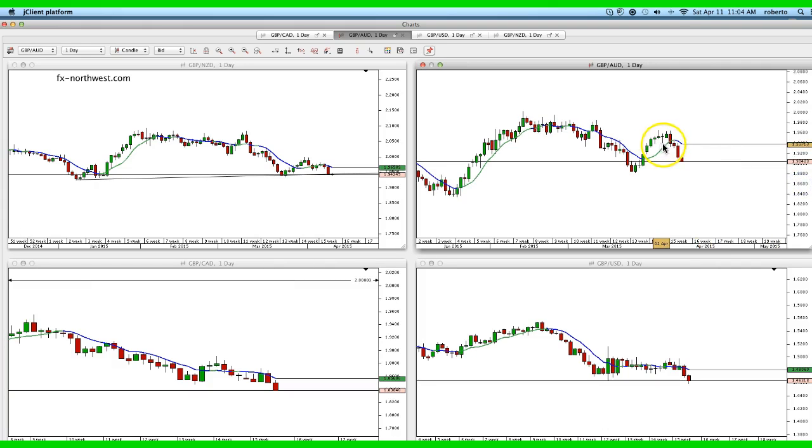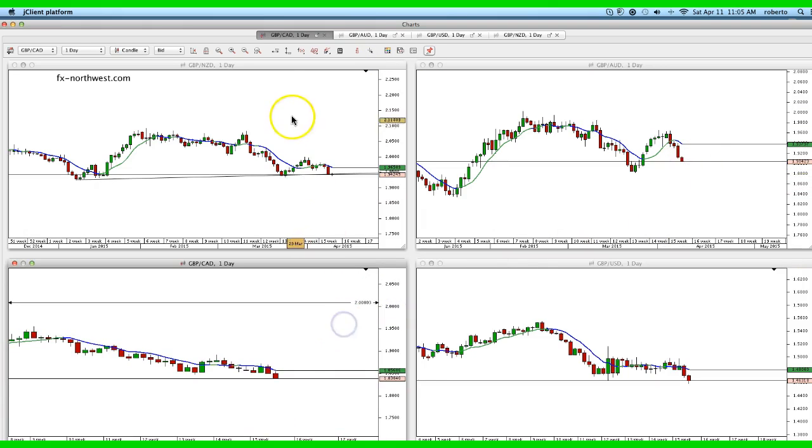Remember, we sent a signal out last week selling the pound Australian dollar, and it continues to sell off. So if you managed to take this trade and you are still in this trade, then you would be up quite a few hundred pips at the moment.